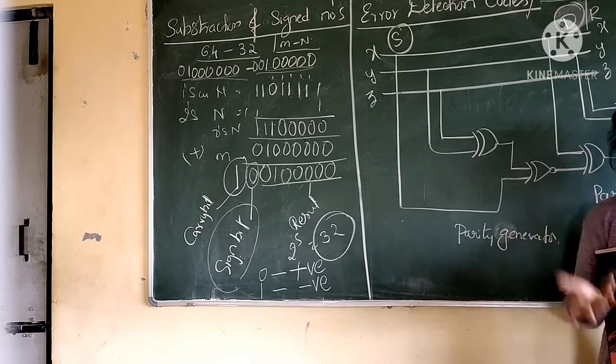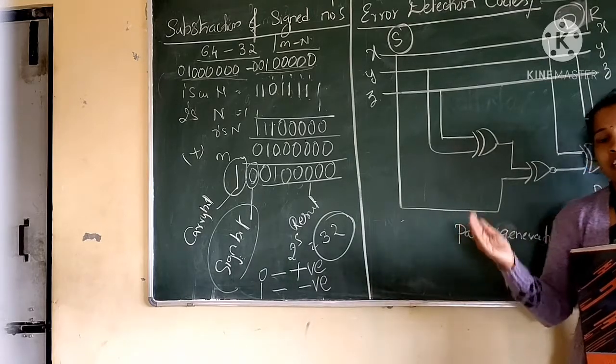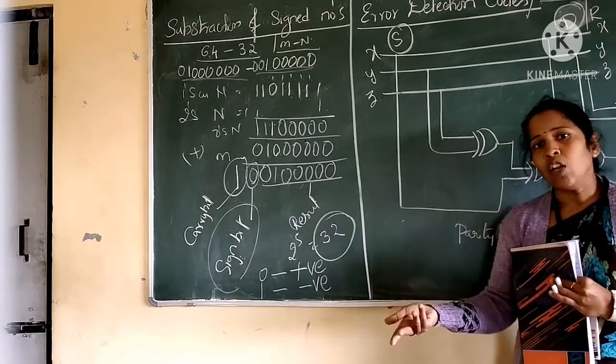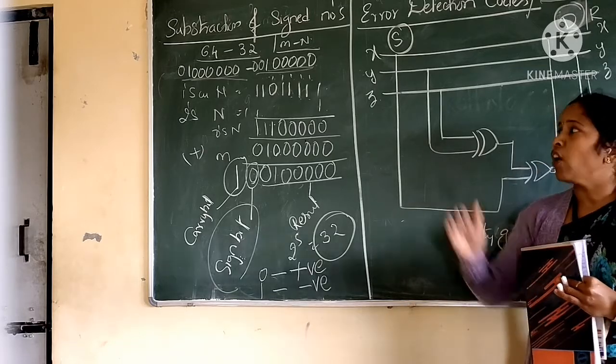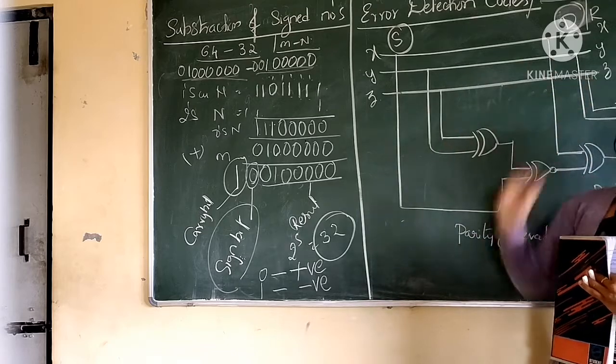the data may be changed here. Some data may be lost, or some error may occur here. Whatever data you are sending from source will not be reached by the receiver.